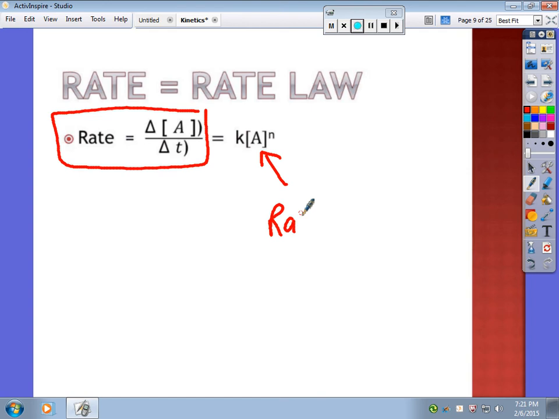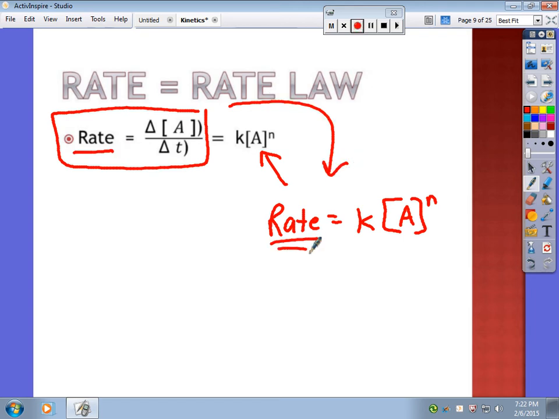Rate equals k, a rate constant. I spell it with this little k, not capital K, because that's equilibrium, times the concentration of A, whatever A is, to the n power. We'll talk about what that means in a second. And the confusing thing is, this is rate, and this is rate law, but what's it say here? It says rate, but it's not rate, it's rate law. They want you to fill in the blanks and say it's rate law.